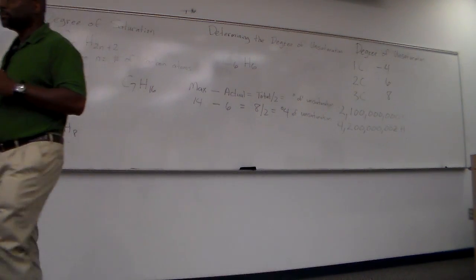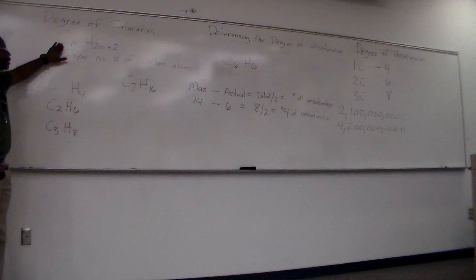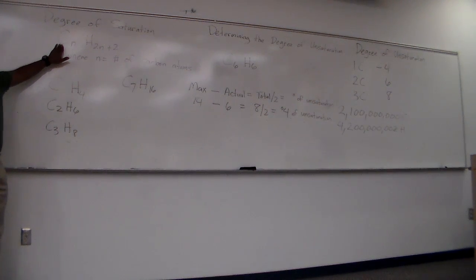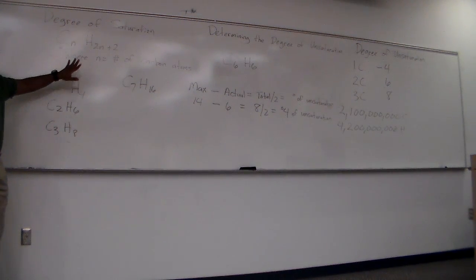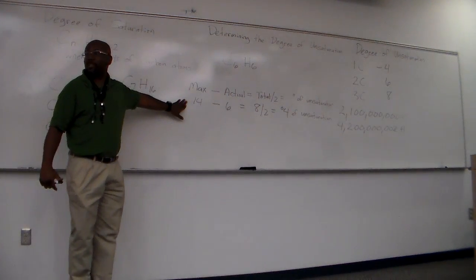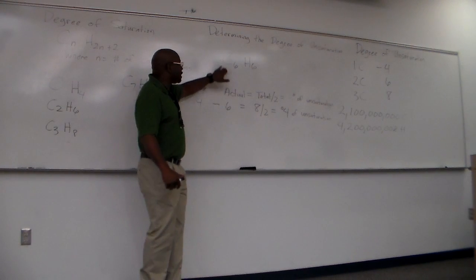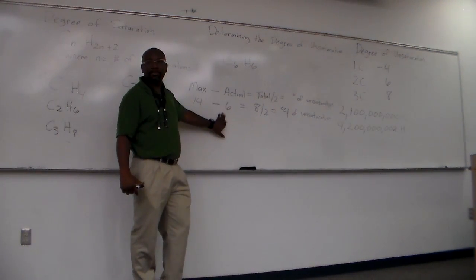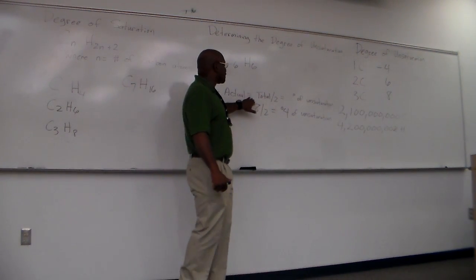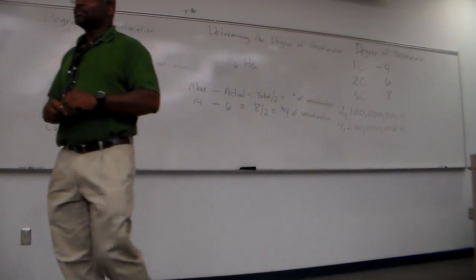Yes. So the 14 came from figuring out the maximum hydrogens that can be around 6 carbon atoms. It's saturation: it tells me the maximum I can come up with. This is the max number of hydrogens around 6 carbon atoms. Then I look at my actual number, take this number divided by 2, and that gives you 4 degrees of unsaturation.